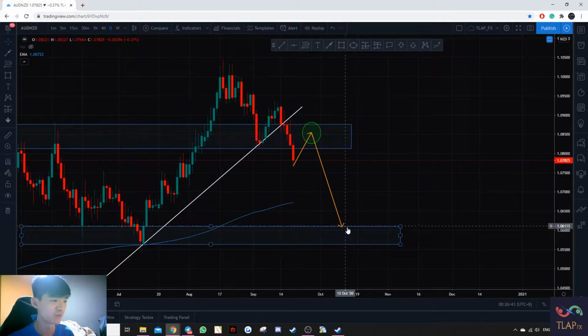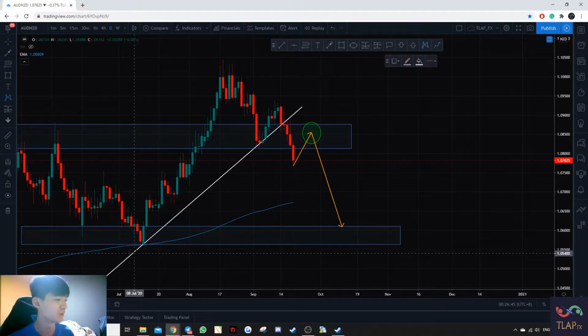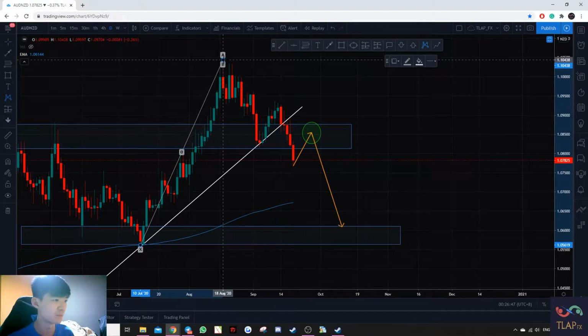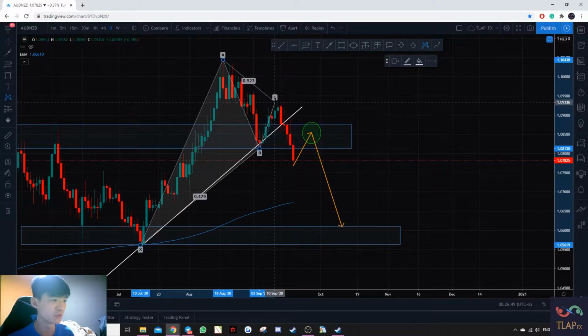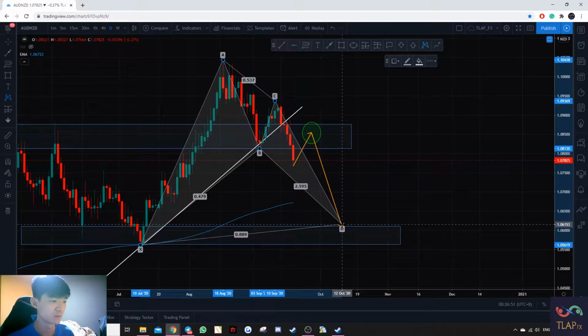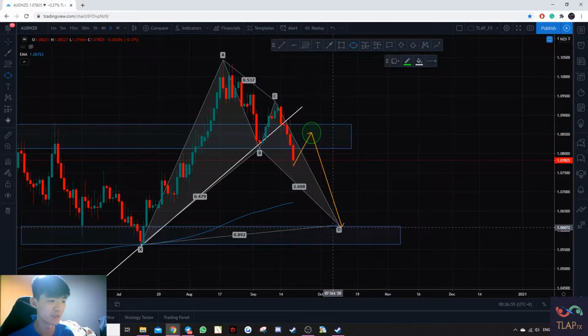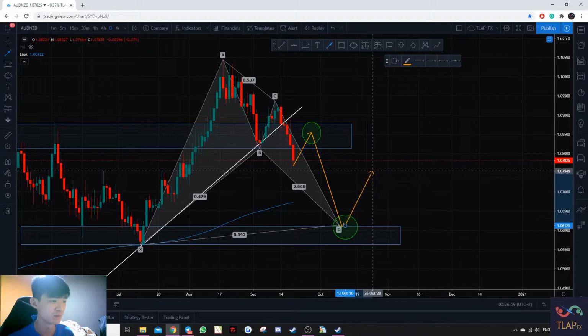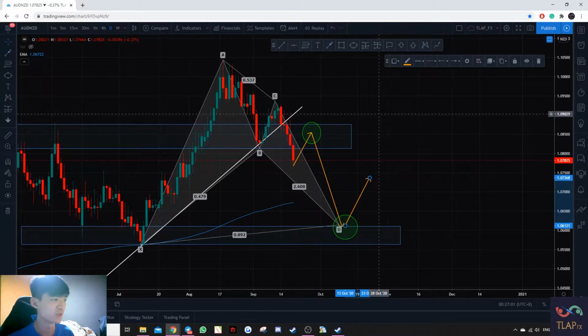We can also buy from here. We expect a bounce based off this bat pattern over here, and we have 886 completion right here. So look for buying opportunities over here, pushing prices upside before moving down again.